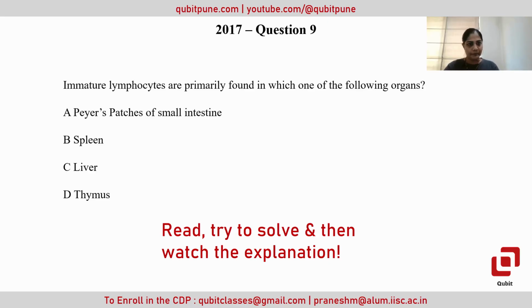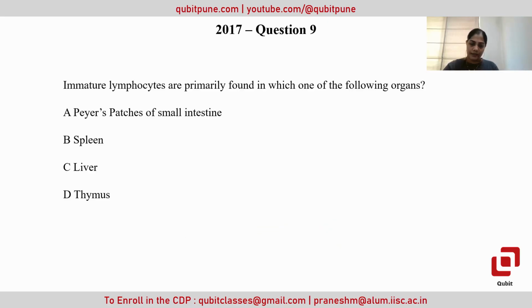Option D. Yes, option D is the correct one. Immature lymphocytes are primarily found in two organs: firstly the bone marrow, and the other is the thymus. Here the thymus is the characteristic, where the lymphocytes eventually mature and turn into T lymphocytes. Peyer's patches, spleen and liver are all secondary lymphoid organs.